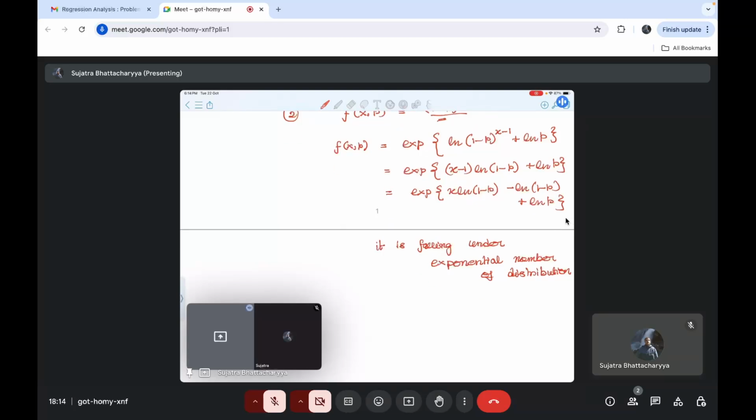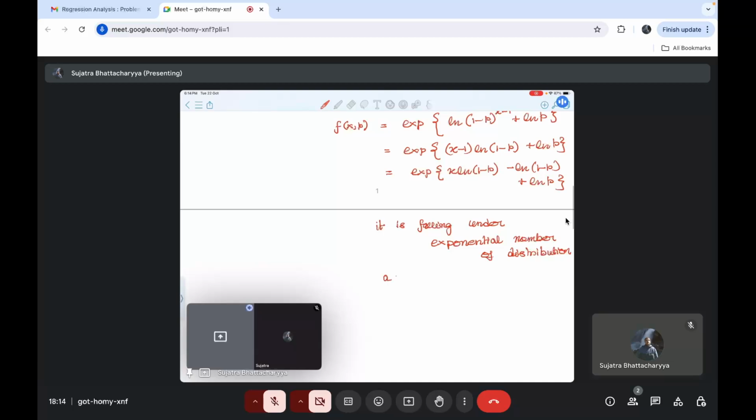If you further look into it, you can check the parameters. a of x is x, because that is the random variable. b of theta, the natural parameter in terms of p, is log of (1 minus p), which is coming from the first term. And c of p is nothing but log of p upon (1 minus p), combining these two terms, and d of x is 0. Nothing is there, but still it is an exponential family member. So yes, the answer is yes.